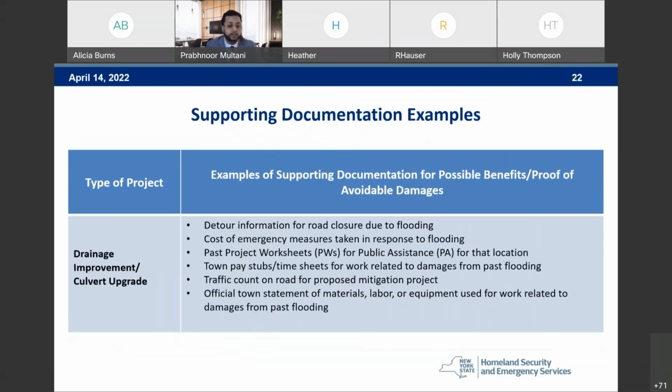For drainage improvement / culvert upgrade projects, examples for documentation may include detour information for road closure in response to flooding, cost of emergency measures taken in response, past project worksheets for public assistance for that location, town pay stubs and timesheets for work related to damages from past flooding, traffic count on road for proposed mitigation project, so the amount of trips taken per day on that road, the official town statement for materials, labors, or equipment used for work related to the damages from past flooding. Next slide, please.